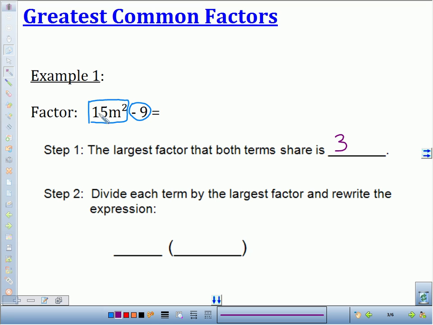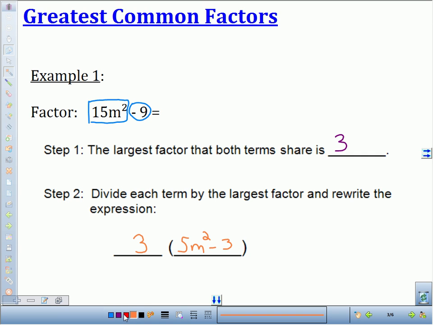So, I'll divide 15m squared by 3, and I will get 15 divided by 3 is 5m squared. Negative 9 divided by 3 is negative 3. So once I've divided both of my terms by the largest factor, the greatest common factor, I get 5m squared minus 3. Now I'm not quite done. I have 5m squared minus 3 in parentheses. Outside of the parentheses, I'm going to put the 3. So I have 3 times 5m squared minus 3.